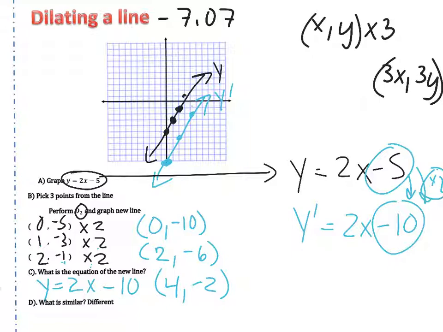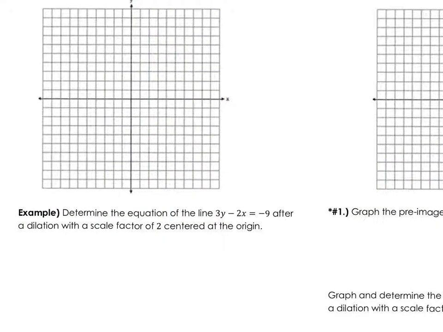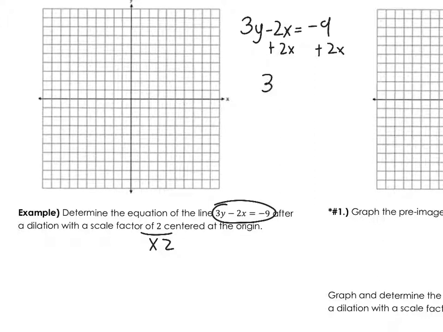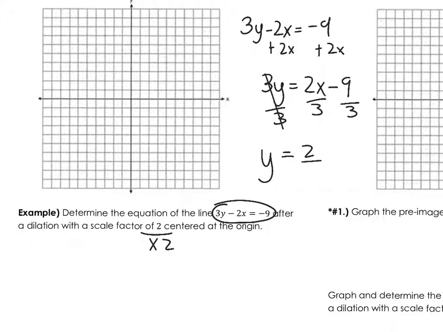So let's look at an example in the inside. So I'm given the equation of a line, and it's being dilated with a scale factor of 2, or multiplied by 2. First of all, this equation of a line is not in y equals mx plus b form, so I want to fix this for sure. First thing I'm going to do is use those inverse operations to isolate y. So 3y equals 2x minus 9. Divide all the terms by 3, and then I get y equals 2/3 x minus 3.